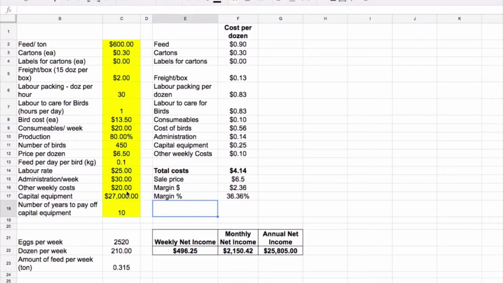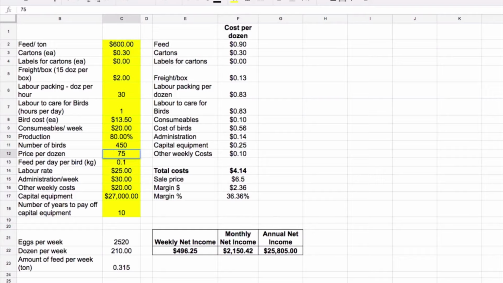But some of the squares to take note of, because they're not all going to make a big difference. This square here, price per dozen. So if we're wholesaling them at $6.50 a dozen, let's say we're now going to sell them all at the farm gate for $7.50 a dozen. Again, we're just shy of $500. Let's change that to $7.50.